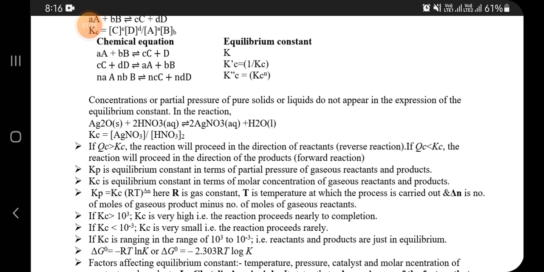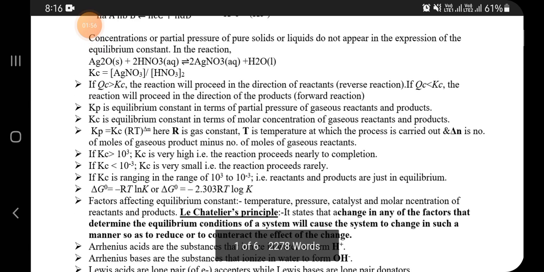Kp is the equilibrium constant in terms of partial pressure of gases, reactants and products, and Kc is the equilibrium constant in terms of molar concentration of gases, reactants and products. The relationship between Kp and Kc is Kp equals Kc (RT) raised to delta n. Here R is the gas constant, T is the temperature and delta n is the number of moles of gaseous products minus number of moles of gaseous reactants.